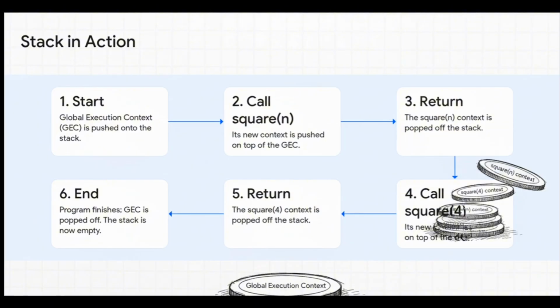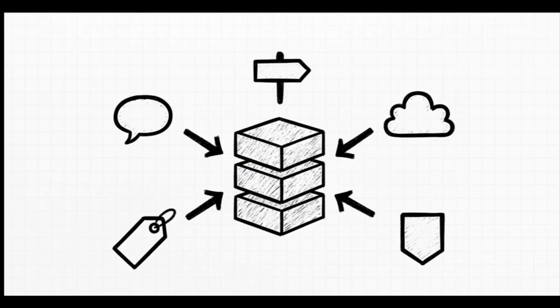When square n returns, its plate gets taken off the top, and control goes back down to the global context below it. Then square 4 gets pushed on, and then popped off. And finally, when the whole script is done, that last plate, the global one, is removed, and the stack is empty. Now, you might hear this called a few different things if you look it up online, like execution context stack or runtime stack. Don't let all the fancy names fool you. They all refer to this exact same beautiful mechanism that manages how your program runs.